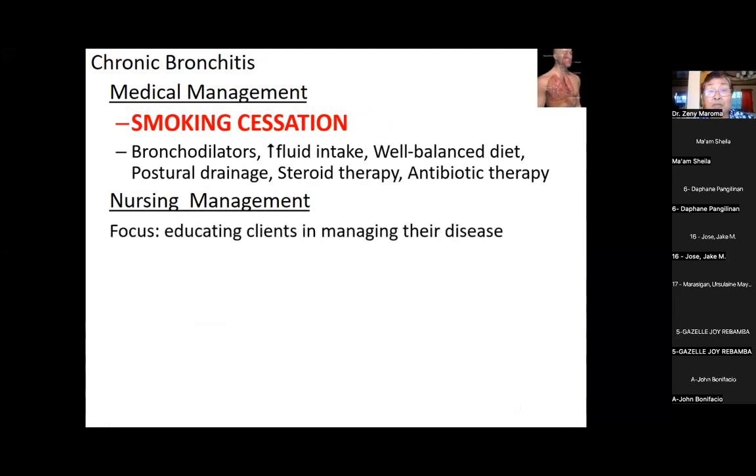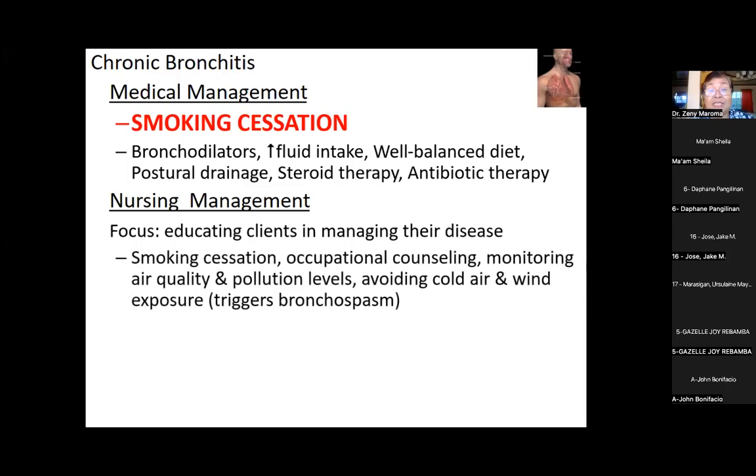Okay. So nursing management, focus, educate the client in managing their disease, no? Especially on paano nga ba niya matitigil ang paninigarilyo. Of course, kailangan niya talaga ng willpower, no? Siya talaga ang gagawa ng paraan, no? Para maitigil, mabawasan until totally wala nang sigarilyo. Okay? And occupational counseling, monitoring air quality and pollution levels, no? Katulad ngayon, pagka panahon ng New Year o kaya fiesta, may mga putok, may mga usok, na hindi siya dapat lumabas. Okay? So, avoid yung mga overcrowded places.